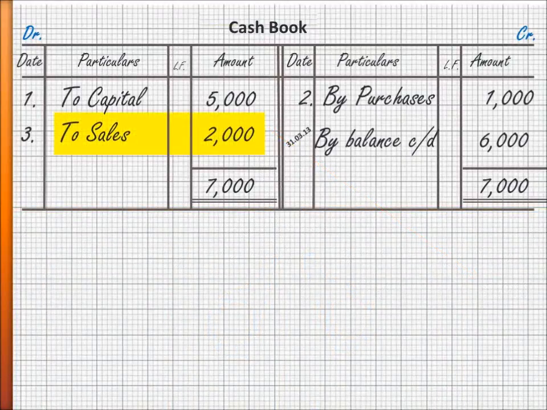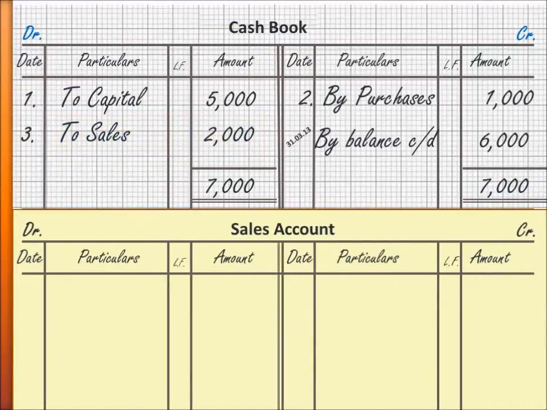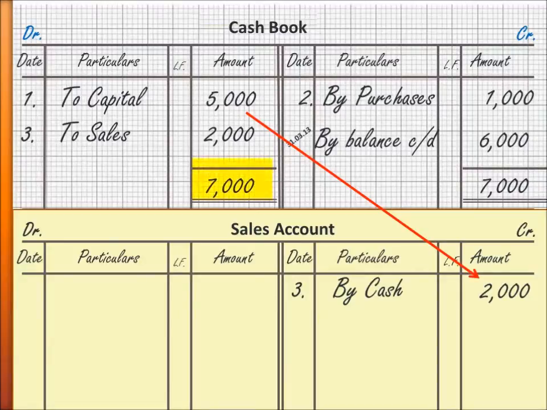Now on the debit side, to sales account. So come to the sales account. If cash account has been debited by rupees 2,000, it is due to sales. It means sales account has been credited. So on the credit side, you will write down 2,000, and in the narration, by cash, because you have taken it from the cash book. You can write down by cash book or you can write down by cash account, whatever you like or whatever your class teacher suggests. Nothing to do with the total of 7,000.